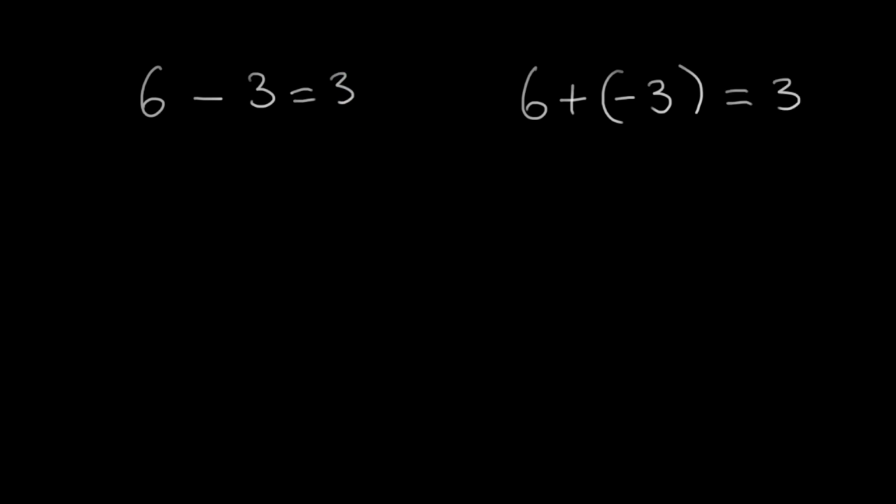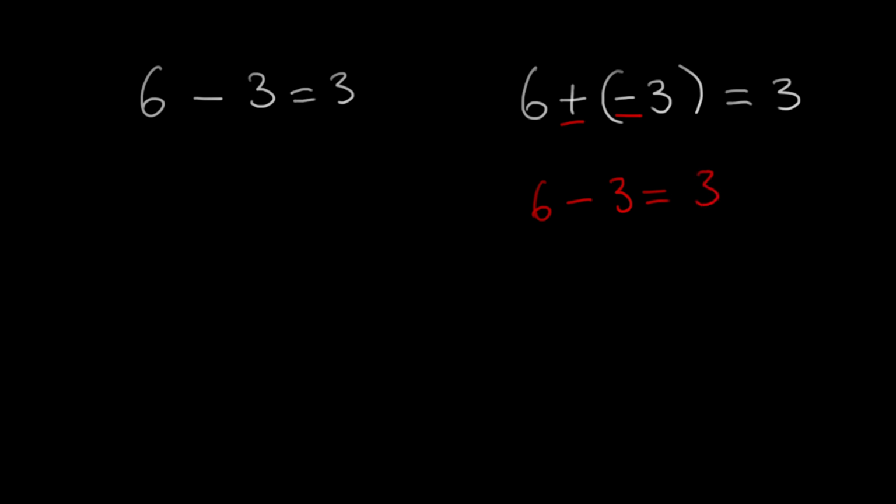Now 6 minus 3 is 3, and 6 plus negative 3 is also 3. That means that a positive sign and a negative sign combine to make a negative sign. The way you can remember this is when the signs are different, you end up with a negative sign, and when the signs are the same, you end up with a positive sign.